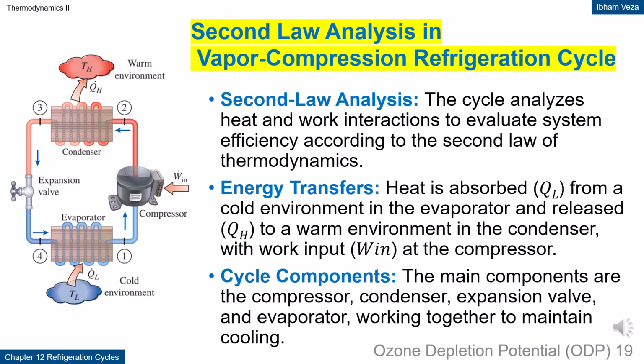Second law analysis in vapor compression cycle. Second law analysis is used to evaluate how far the system deviates from ideal behavior. Each component, such as the compressor, condenser, expansion valve, and evaporator, generates entropy. This entropy generation is what causes the actual COP to be lower than the ideal COP. With this analysis, the main sources of losses can be identified. This approach is very important for designing more efficient systems.